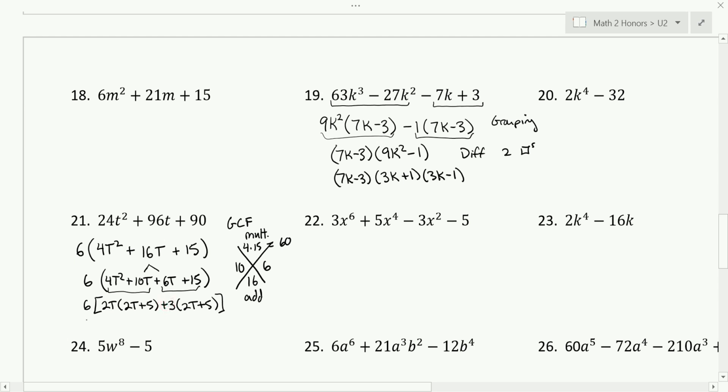And then they both have a 2t plus 5, so I can get rid of the brackets now. 2t plus 5, and I'm left with the 2t plus 3. And that's it. So we did the GCF factoring, and we did a trinomial factoring.